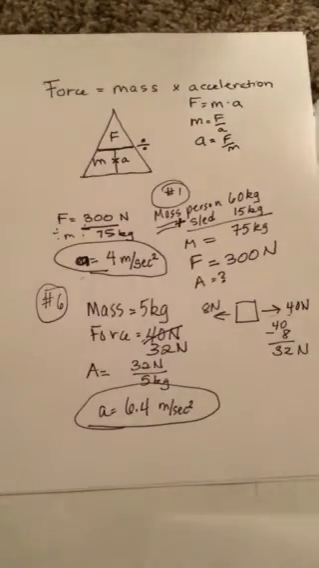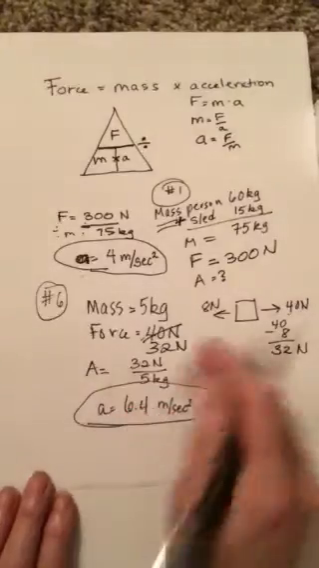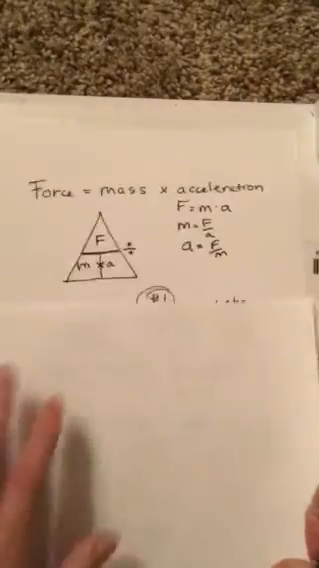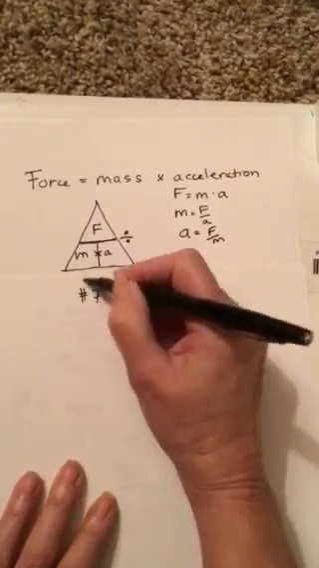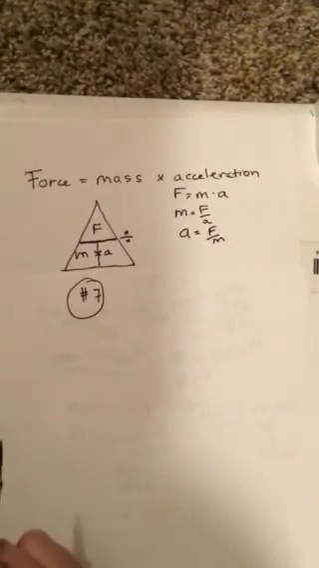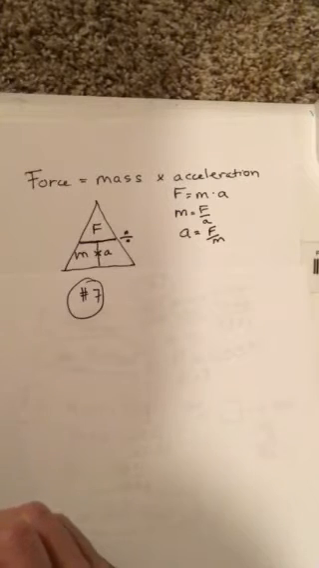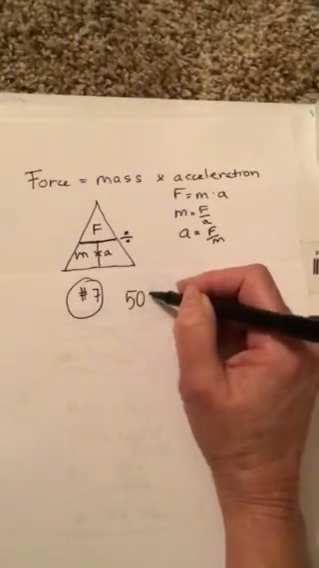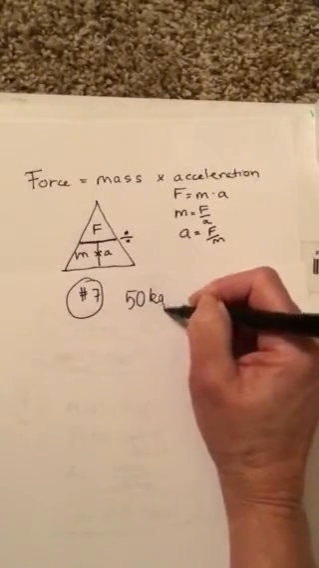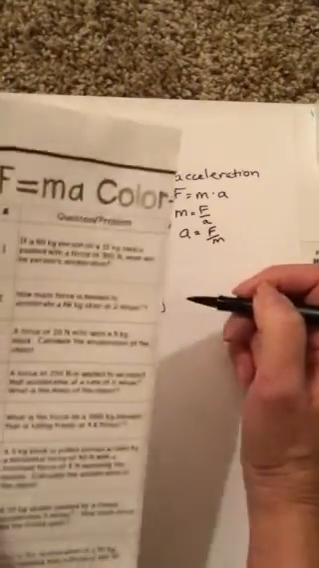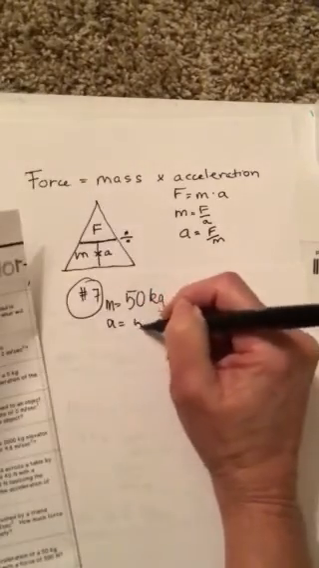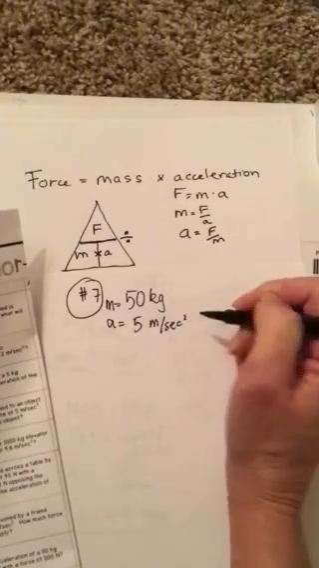Let's do number 7, just because it's right there in front of me. All right, number 7. A 50-kilogram skater pushed by a friend accelerates 5 meters per second squared. So 50 kilograms, that's the mass. The skater weighs 50 kilograms. And they're pushed by a friend, the person accelerates 5 meters per second squared. That's how fast they're moving.